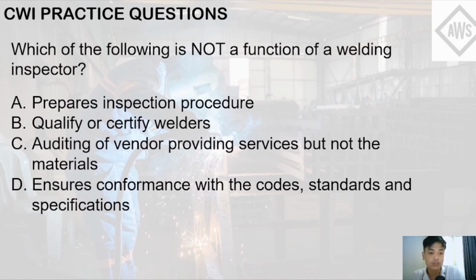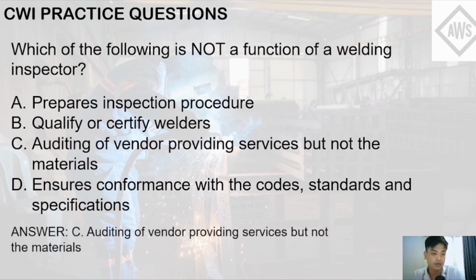Letter D, ensures conformance with the codes, standards, and specifications. This is part of the basic function of a welding inspector. He needs to ensure that the weld quality, the base metals, and other aspects of the welding activity are in conformance with the codes, standards, and applicable specifications. So the answer here is letter C. The welding inspector also needs to check the material specification that will be used in welding, basically the base metal, not just the filler metals and the weld quality itself. It needs to be a holistic approach.